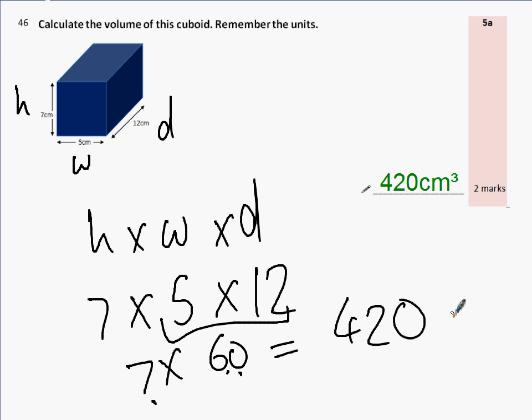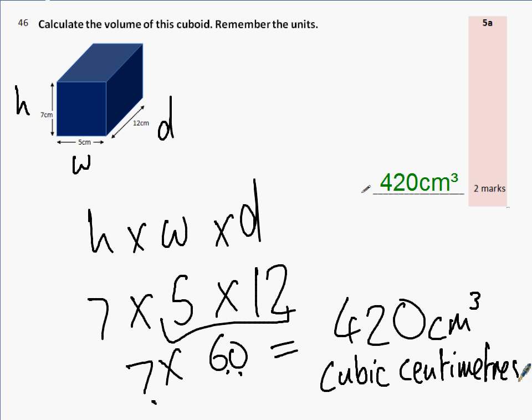It has to be 420 centimetres cubed, or even better, I prefer people to say cubic centimetres, so that they don't get confused with people who are trying to say 420 centimetres and then cube it, as in 420 times 420 times 420. That's not what we mean. We mean 420 cubic centimetres, so try getting into the habit of saying it like that.